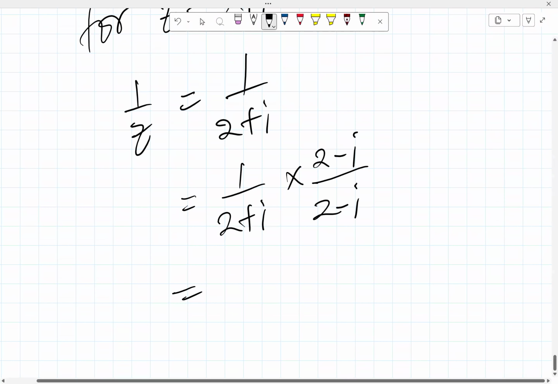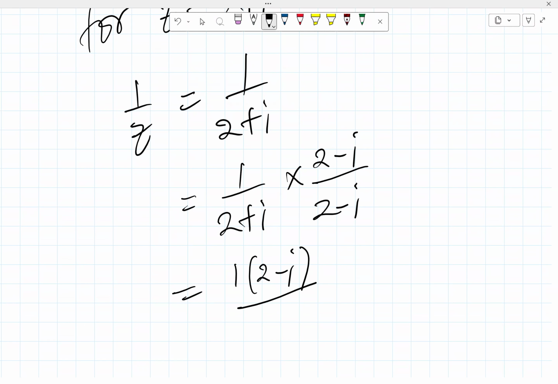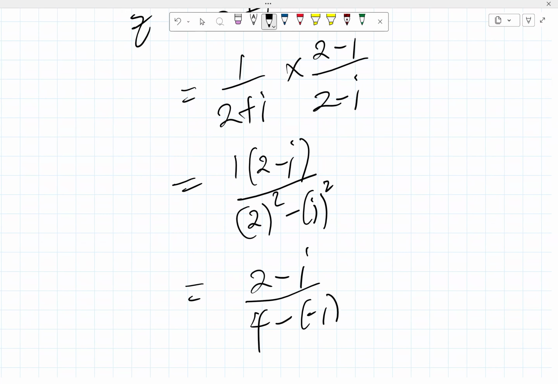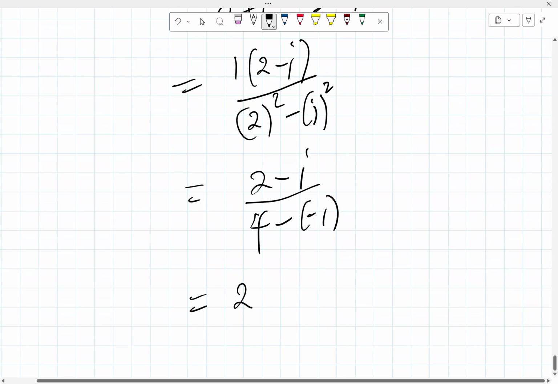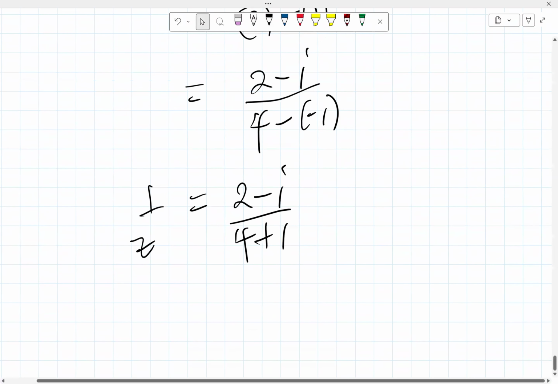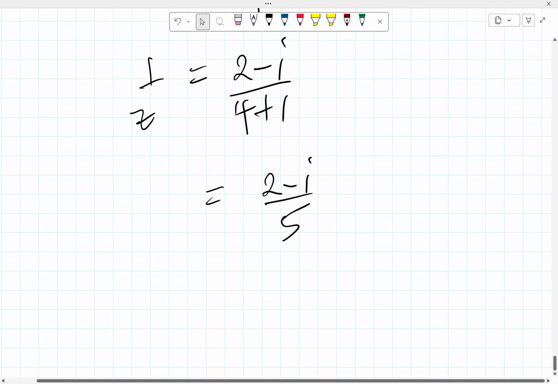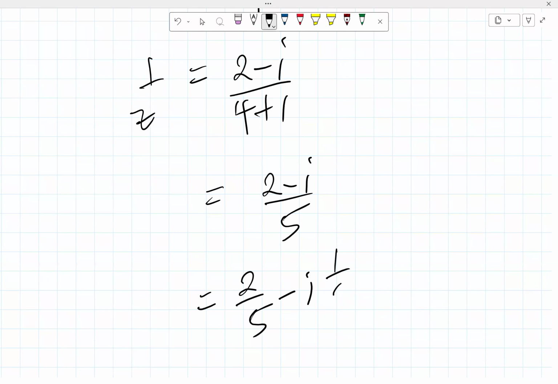Here I don't have to waste time like I did before. So this is 1 into 2 minus i there. And here, this is a difference of squares, 2 squared minus i squared, so this is now 2 minus i all over 2 squared, which is 4, minus i squared, which is minus 1, like we know. So this is now 2 minus i all over 4 plus 1. That's 1 over z, right? So that means we have 2 minus i all over 5. And then we can say this is 2 over 5 minus i into 1 over 5.